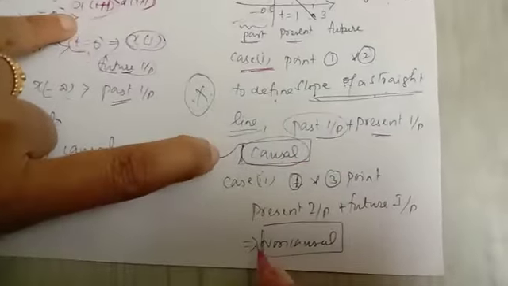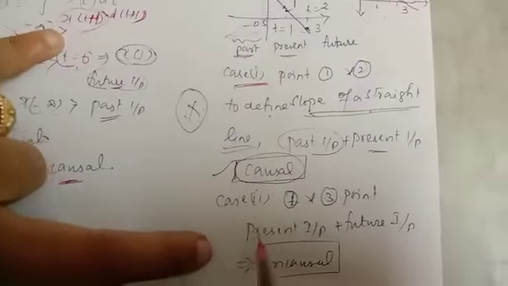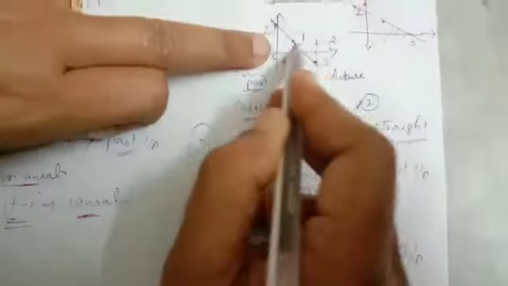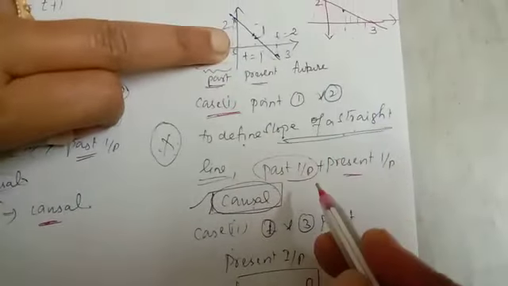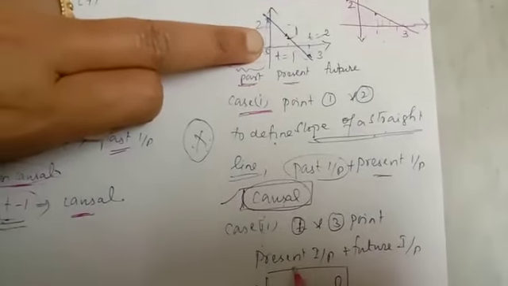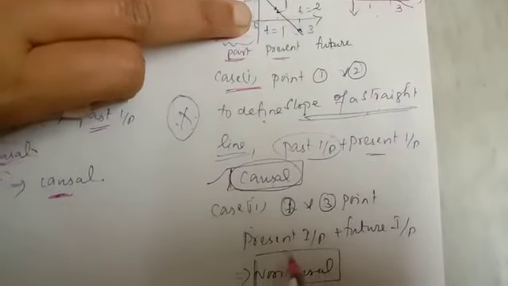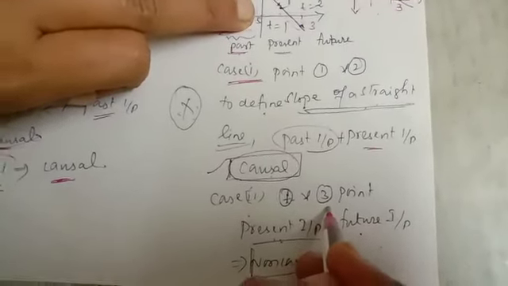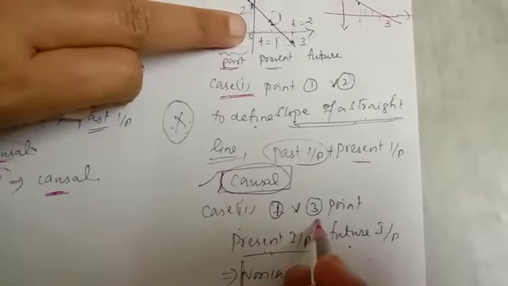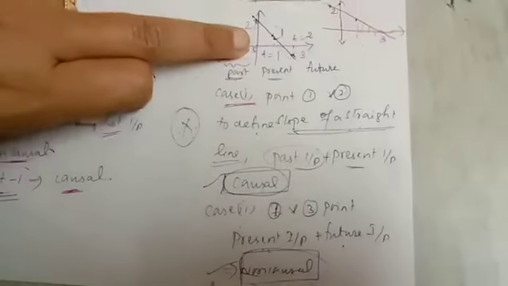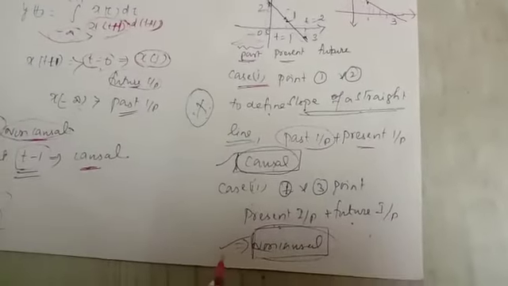We come to case 2. Points 1 and 3 are the example we have taken. At any point t, it depends upon the present and future input. If t is 1, it depends on the value at 3 also. So the slope depends on the future input. So the system is said to be non-causal.